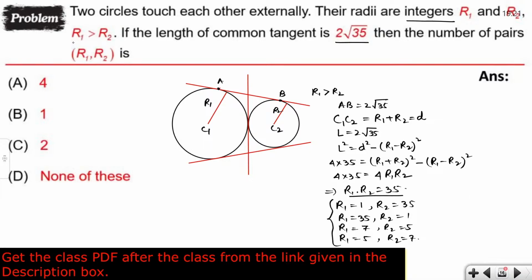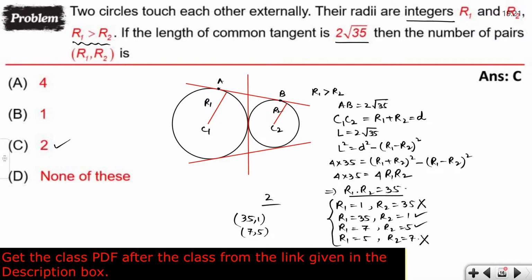But here one condition is given, that R1 is greater than R2. So I am not going to take this value because it does not fulfill our condition. At the same time, this is also not fulfilling our condition, right? So these are the only 2 cases fulfilling all the conditions given in the question. Therefore, the number of pairs R1 comma R2 is 2. One is 35 comma 1, and another pair is 7 comma 5. That's it. Is it clear to all? Hence, option C is correct for this question.